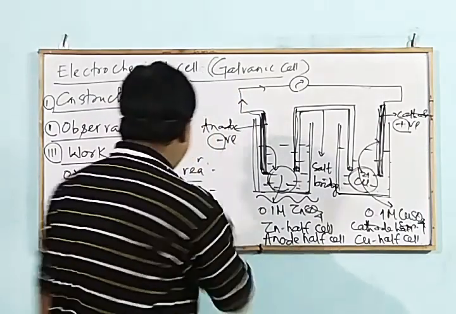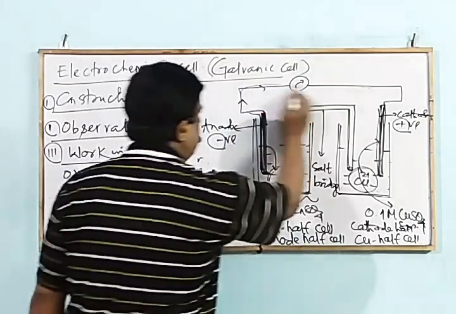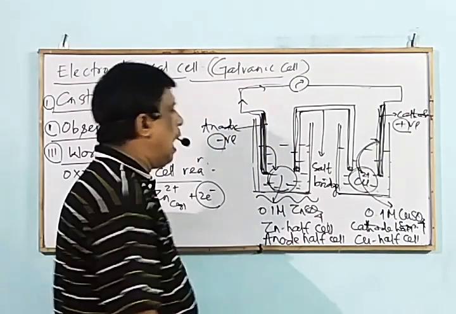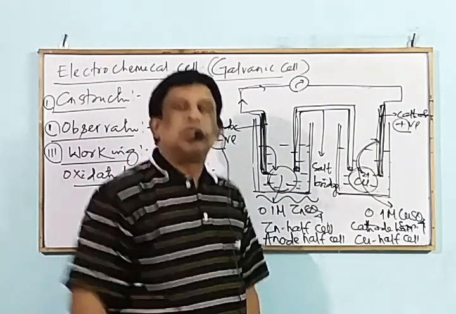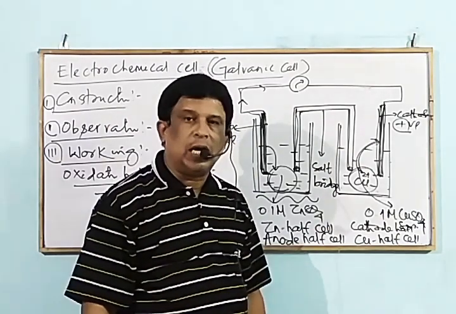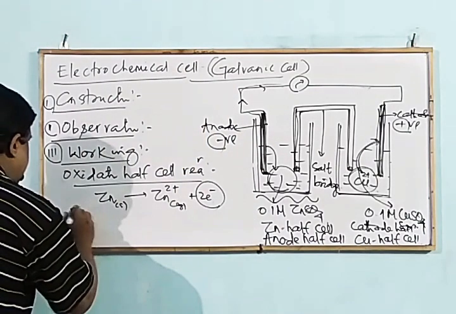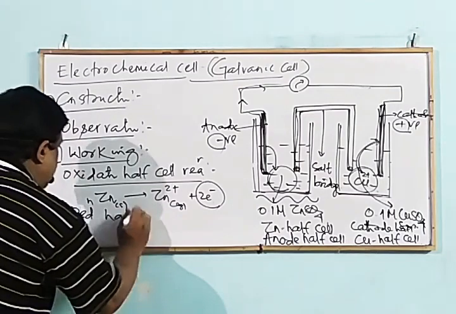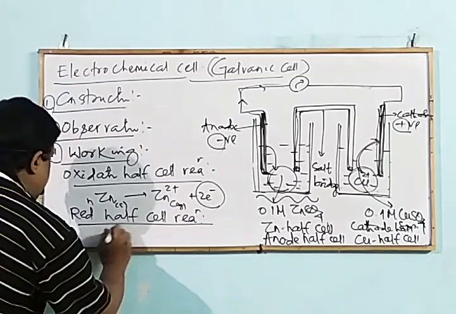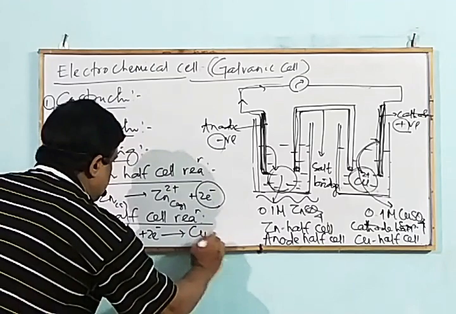The electron that is removed here moves through the external connecting wire and is taken up by copper ion at cathode. So at cathode, reduction takes place. That's why it is also known as reduction half cell reaction. Mark that. Second thing is the reduction half cell reaction. What is the reduction half cell reaction? Copper ion plus 2 electrons gives rise to copper solid.